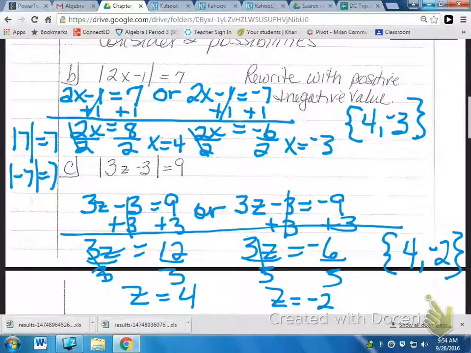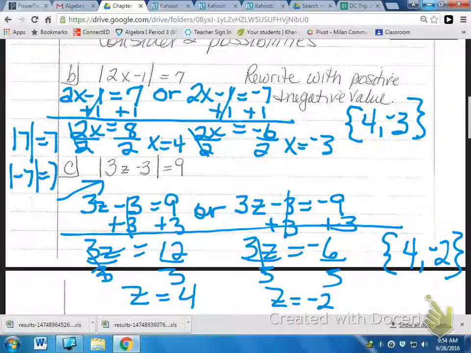Now what that means is if I would take those two numbers and come back up here, I would get 9. Because 3 times 4 is 12 minus 3 is 9, and the absolute value of 9 is 9. Or if I use negative 2, 3 times negative 2 is negative 6. Negative 6 minus 3 is negative 9. What's the absolute value of negative 9? 9. So either way, it would work. Those two numbers are the answers.